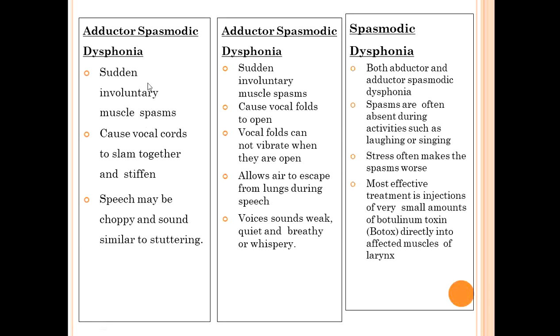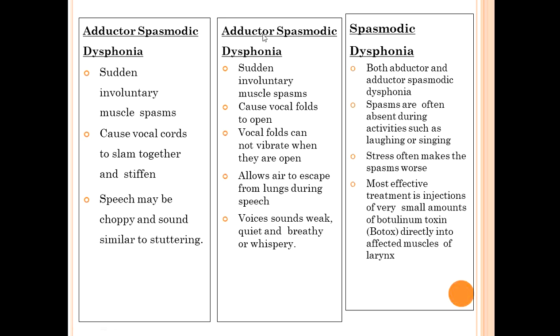Then what are the different kinds of dysphonia? Dysphonia means disturbed voice production. First, adductor spasmodic dysphonia. Here there will be a sudden involuntary muscle spasm which causes the vocal cords to slam together. That means adduction is happening and they become stiffened. So speech may be choppy and sound similar to stuttering. Remember, adductor spasmodic. Because of muscle spasm, adduction has happened, so that is why dysphonia will be there.